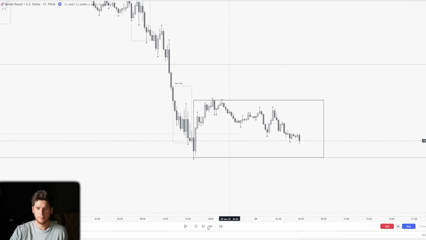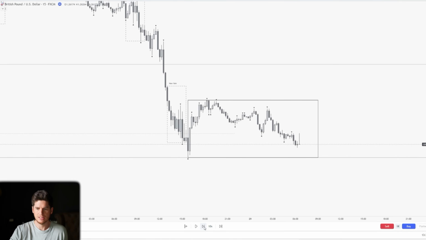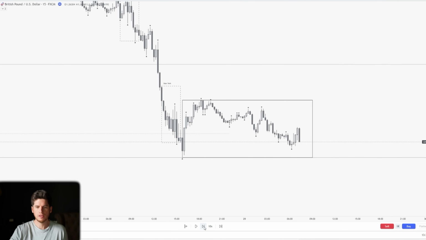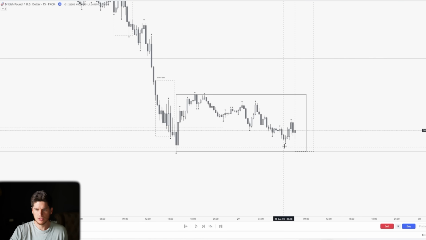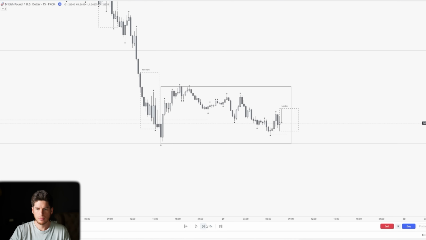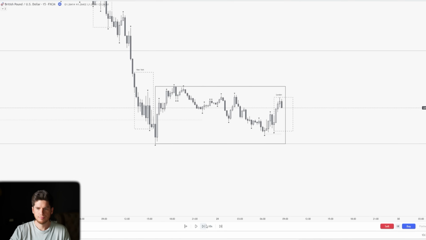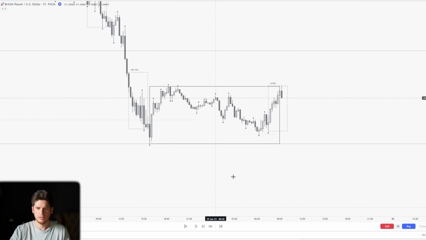We've had a sweep of that, but that's happened before London even begins, right? Now remember, we're only looking for buys in this scenario. And let's have a look what we get here. So we do have a most recent. So we would be setting alerts on this ray line. And we'd be waiting for it to tag.